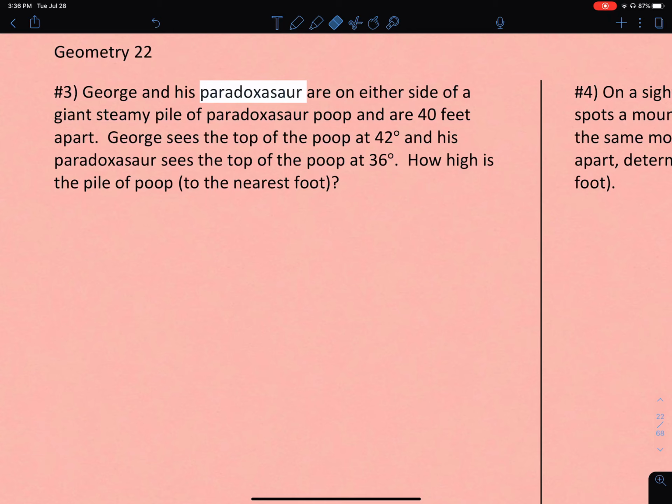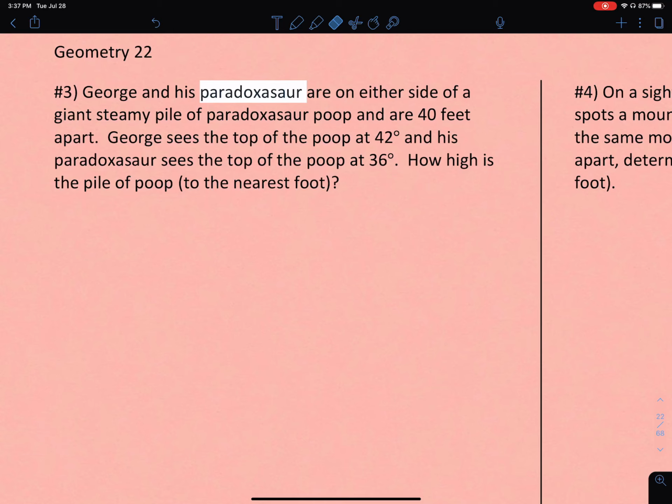Oh well. Number 3. George and his Paradoxosaur are on either side of a giant, steamy pile of Paradoxosaur poop and are 40 feet apart. George sees the top of the poop at 42 degrees and his Paradoxosaur sees the top of the poop at 36 degrees. How high is the pile of poop to the nearest foot?